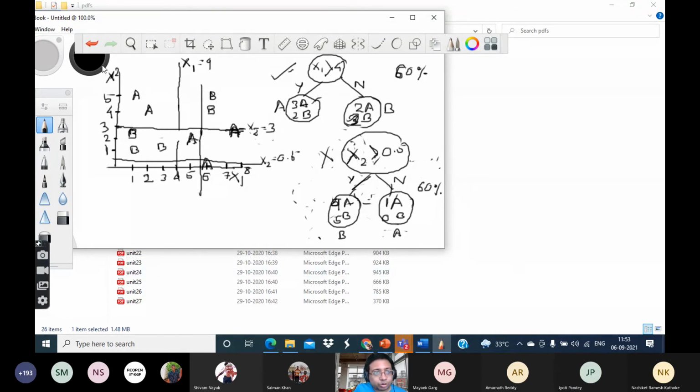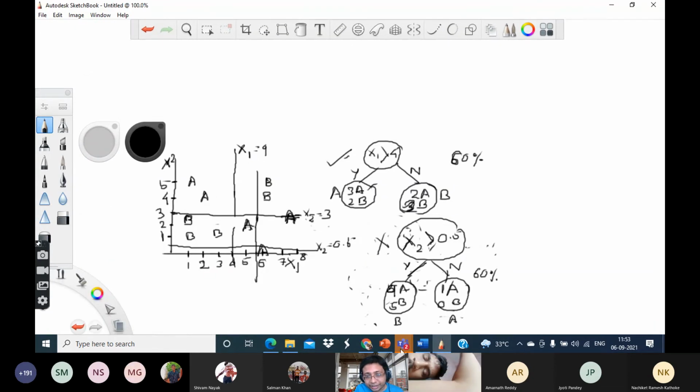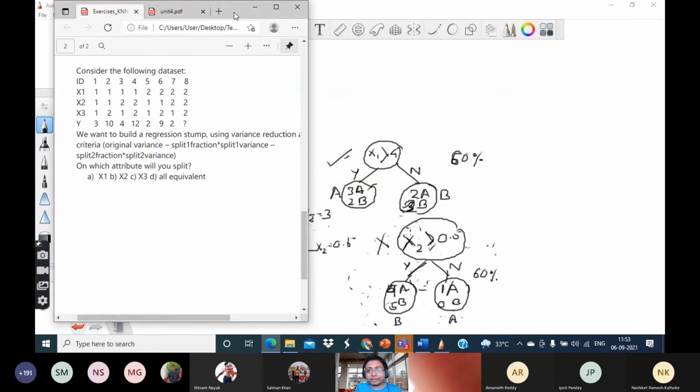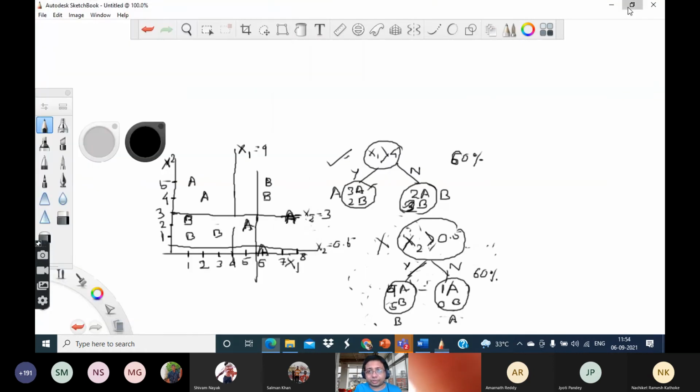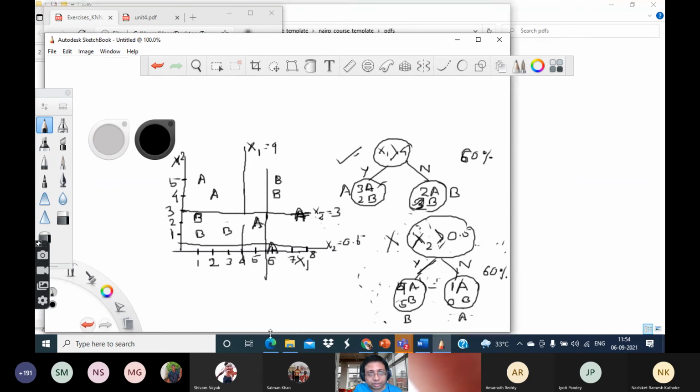So let me go to the next question, which is related to decision tree regression. This question is saying that there are 8 data points with 3 attributes. Note that the attributes are binary in this case, so it will be simpler. And you have to go for a regression stump also. So let's make it as easy as possible. Just a second, let me arrange this properly.